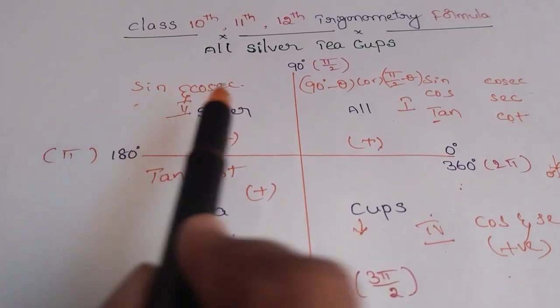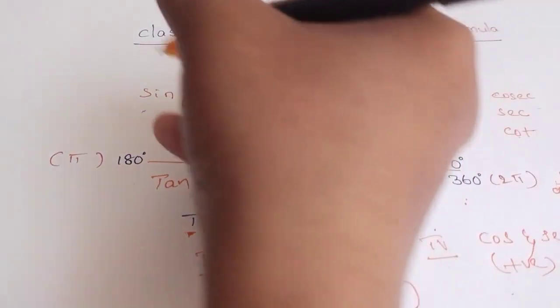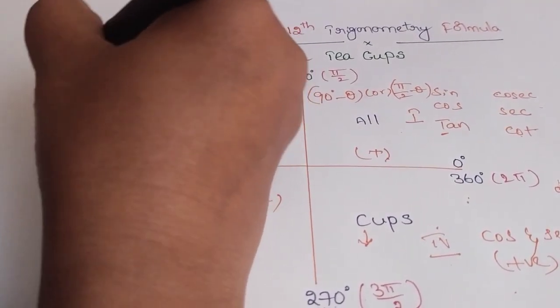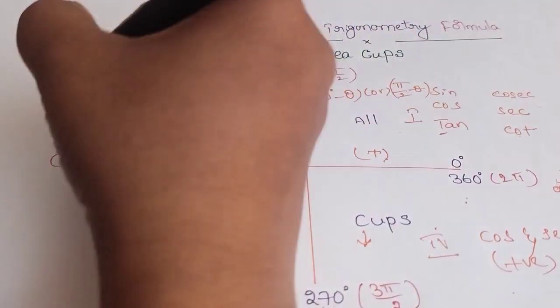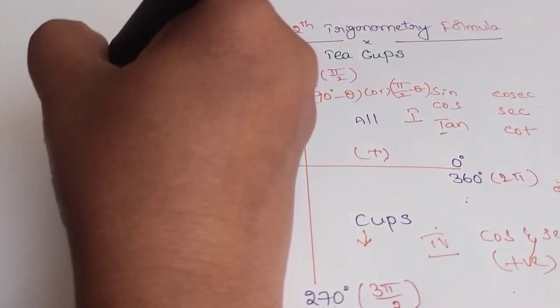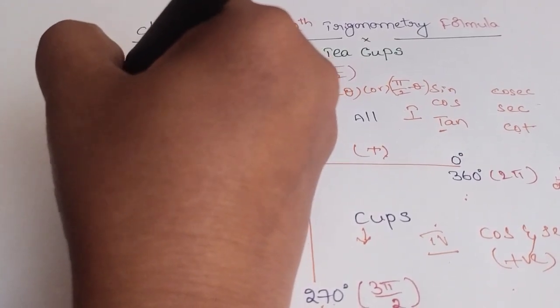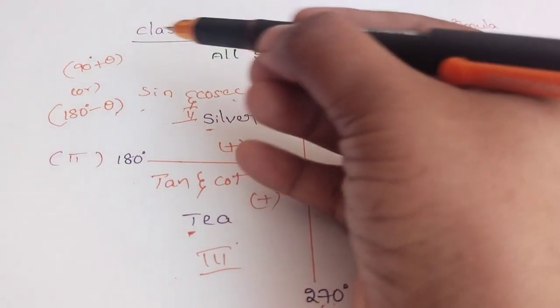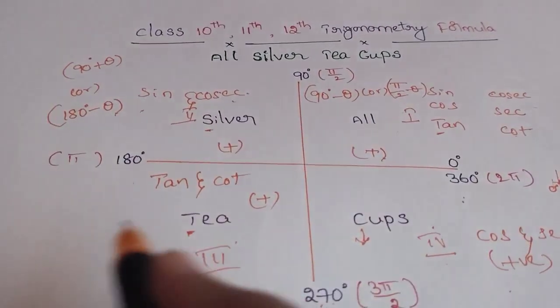So we will write like two types. One is 90 plus theta or before 180, 180 minus theta. So 90 plus theta or 180 minus theta.